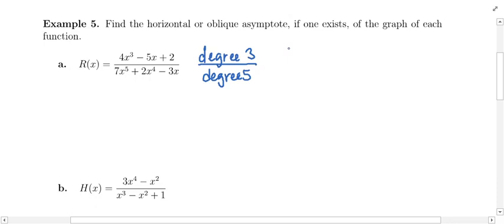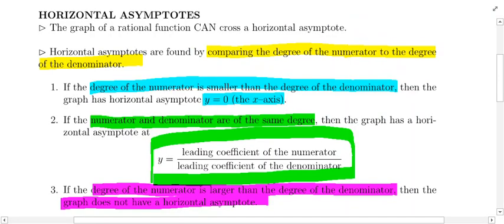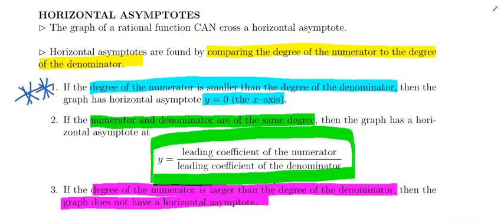So what we see here is that the degree of the numerator is smaller. So if we go back to our rules on the previous page, we've got to read through our different cases. We need to find the case where the degree of the numerator is smaller than the degree of the denominator. That's right here, the one that's highlighted in blue. If the degree of the numerator is smaller than the degree of the denominator, then the graph has horizontal asymptote y equals 0, which is the equation of the x-axis.